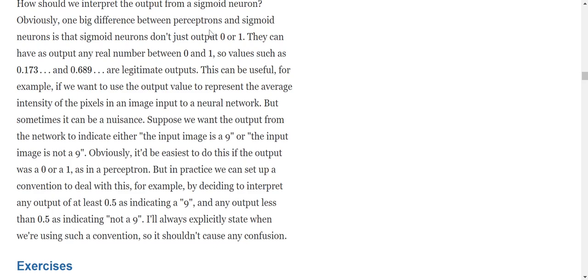Obviously, one big difference between perceptrons and sigmoid neurons is that sigmoid neurons don't just output 0 or 1. They can have as output any real number between 0 and 1. So 0.173 and 0.689 are all legitimate outputs. This can be useful, for example, if we want the output to represent the average intensity of pixels in an image to a neural network. But sometimes it can be a nuisance.